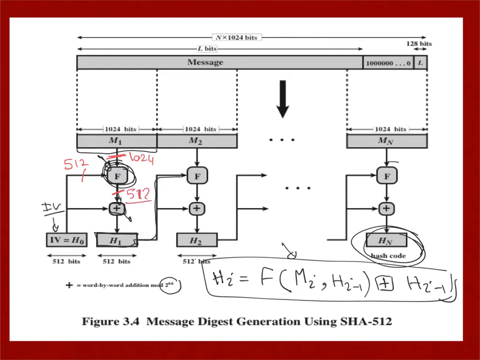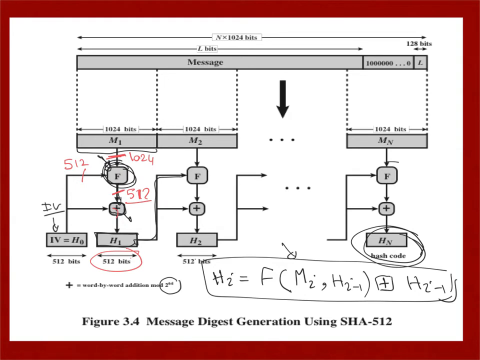So that's how the input and the output look with regards to this round function. This output gets modulo added with the hash from the previous step, and then you get a size of 512. And then you do this again and again.